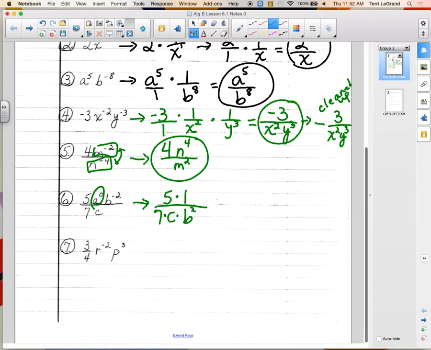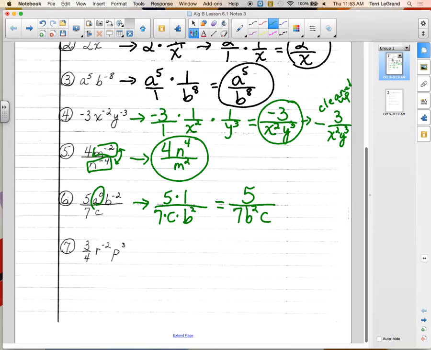And then 5 times 1, you can take away that 1 because 5 times 1 is 5. And 7 times C times B squared. Remember, algebra has its own etiquette. It says let the constants be first in multiplication. And then if there's more than one variable, put them in what kind of order? Alphabetical order. So what would we do? 7 first, B squared, C, because B's are before C's. And then we ask ourselves, are we done?